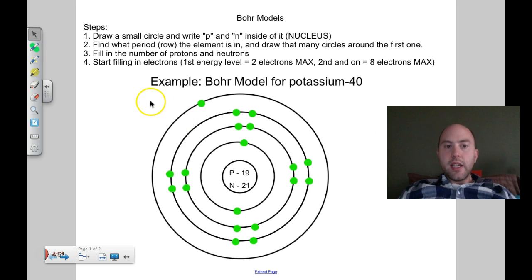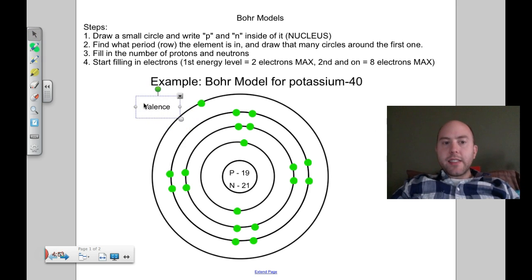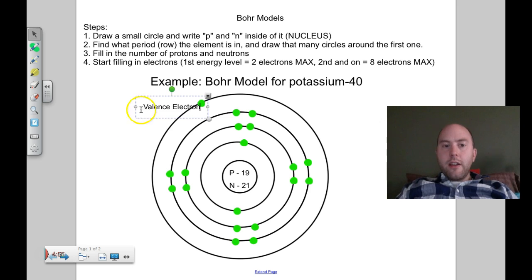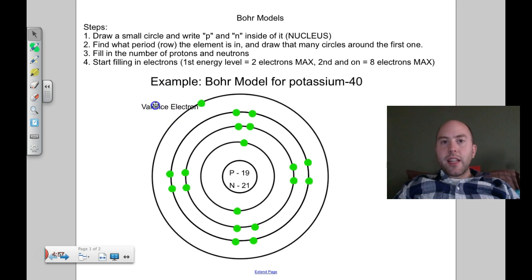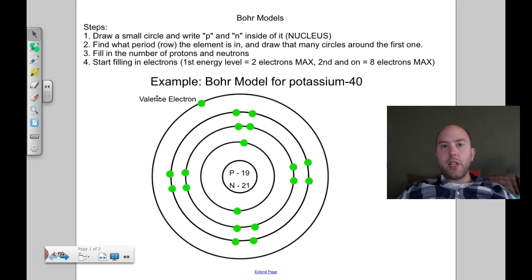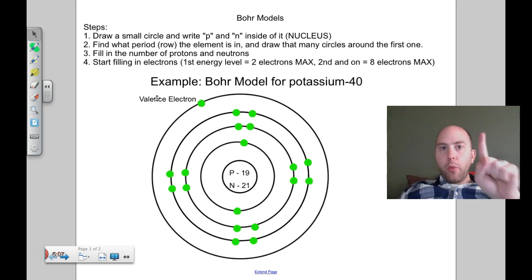And this is known as my valence electron. Valence electrons are the electrons in the outermost energy level. And here's how I can check myself. If you recall, potassium is an alkali metal. It's in family 1. And if you're in family 1, you have one valence electron. And sure enough, I only have one valence electron.